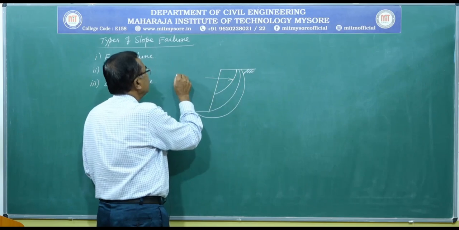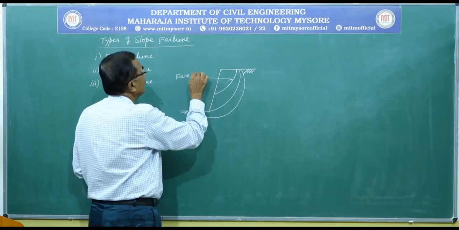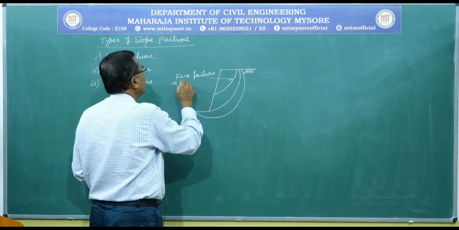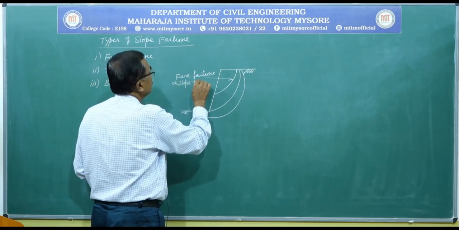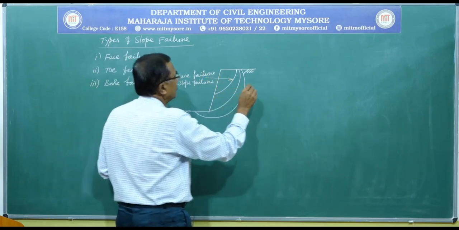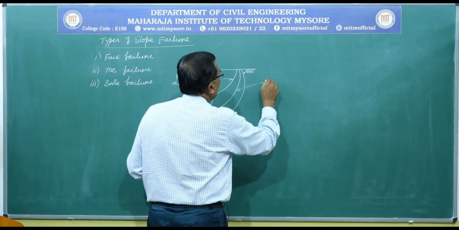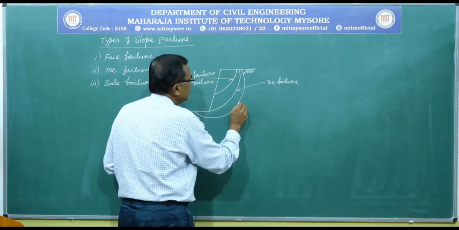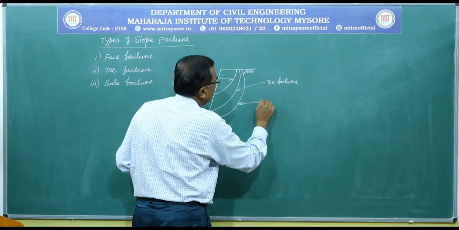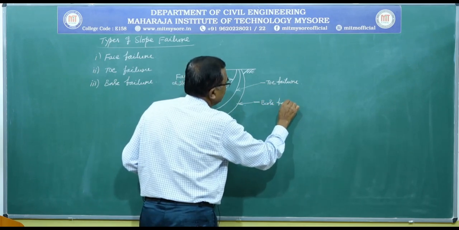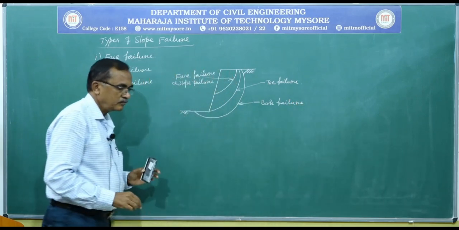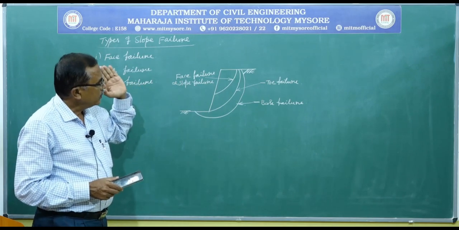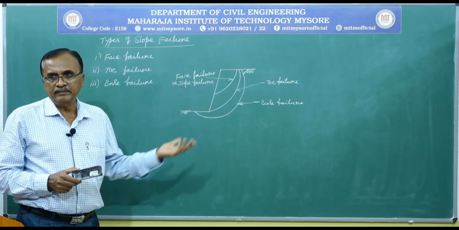The first failure is called face failure. And this can also be called slope failure. The second one is called toe failure. And the third failure surface is known as base failure. These are the general types of failure that take place in case of both embankment as well as in cutting or excavation.